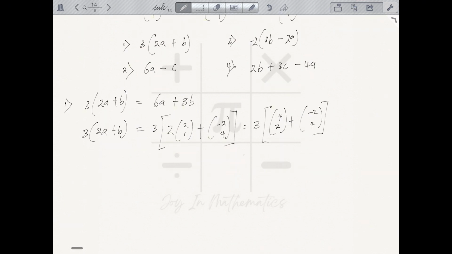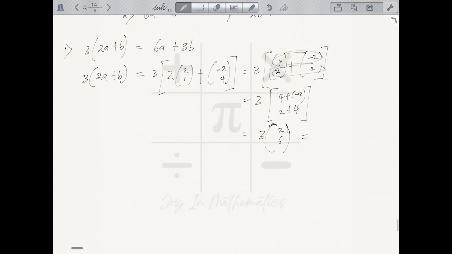All right, so moving on, we'll add these two terms together, the x components and the y components. So that will give us 3 into (4 plus -2) and (2 plus 4). This will result into (2, 6). And then when we multiply this by 3, the resulting answer will be (6, 18). So this is our answer to 3(2a + b).